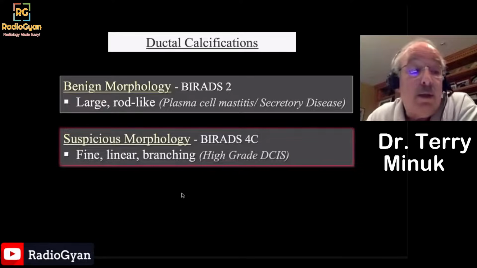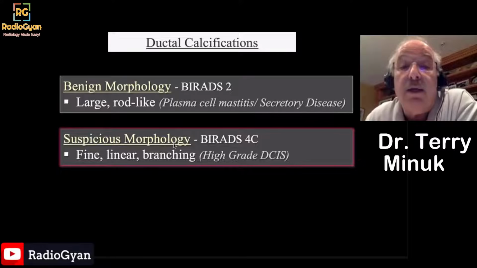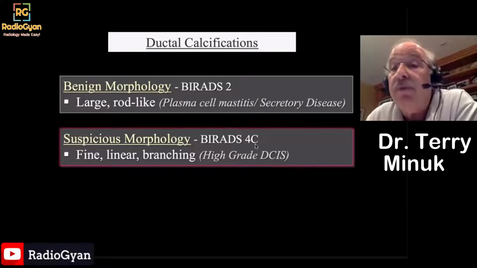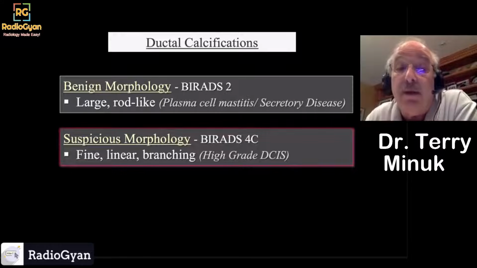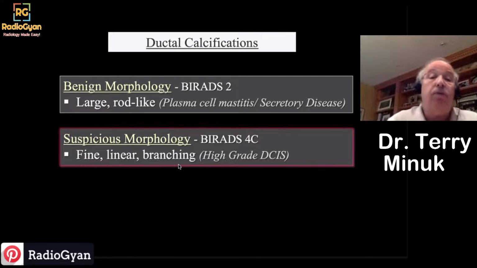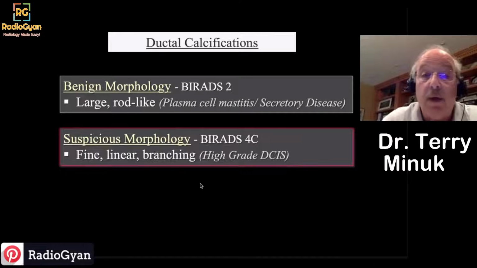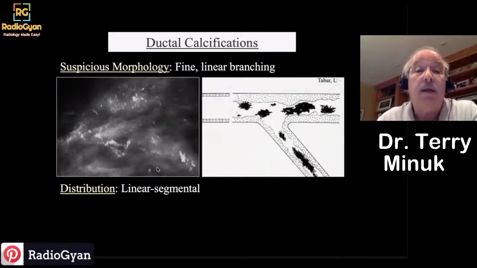Let's now look at the suspicious morphology calcifications. These are BI-RADS 4C. They have a greater than 50% chance of malignancy, probably in the range of 90%. When you see these, they're malignant and you'll know it. They tend to be fine, linear, branching calcifications. They're ratty and irregular. Let's look at a case.